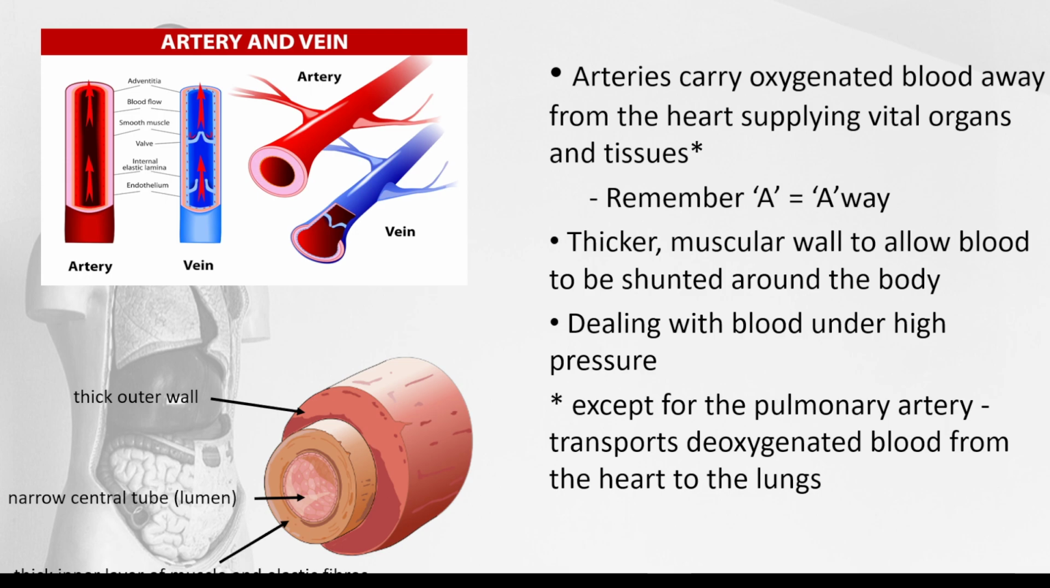So what you'll notice from that diagram is it has a thick outer wall, a narrow central tube, and then a thick inner layer of muscle and elastic fibers. The reason it has elastic fibers is to allow for that flexibility through the pipe.